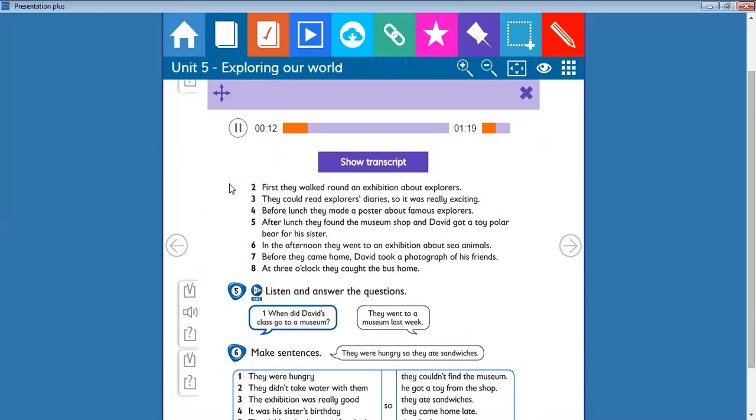1. When did David's class go to a museum? 2. What did they do first? 3. What did they make? So 2. What did they do first? Before lunch, they made a poster about famous explorers. They could read explorers' diaries, but here they made a poster about famous explorers.